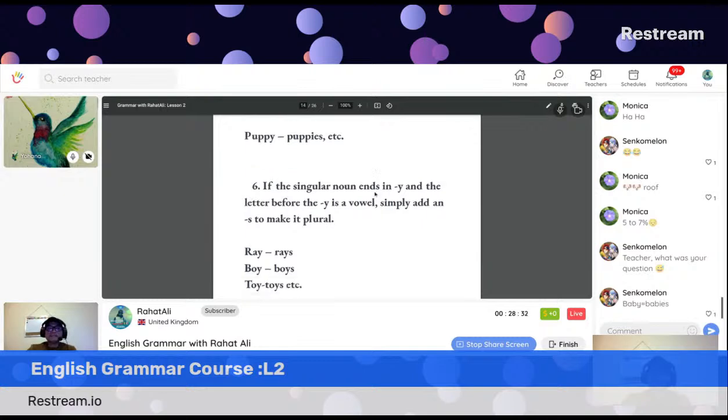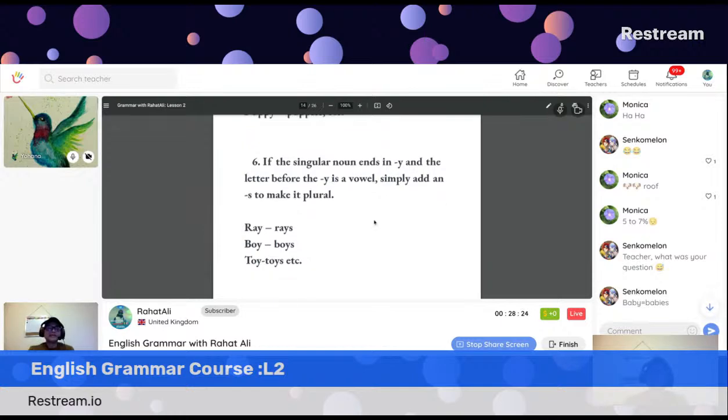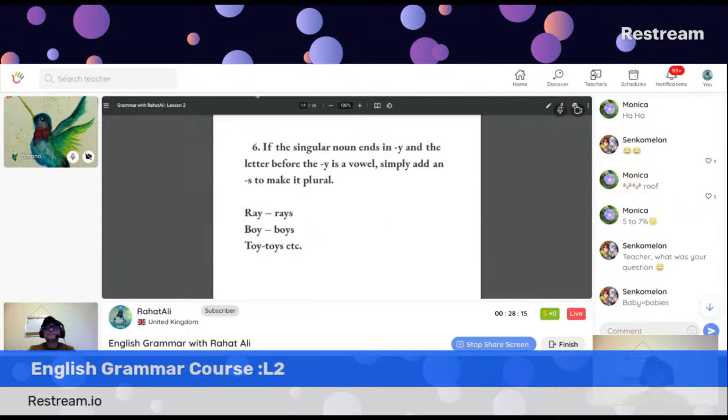But there is an exception. If there is a vowel sound before Y, it takes S. Look at the examples. Ray, rays. Boy, boys. Toy, toys. Any other example, anyone? Yes, Anna, day, days. Well done.